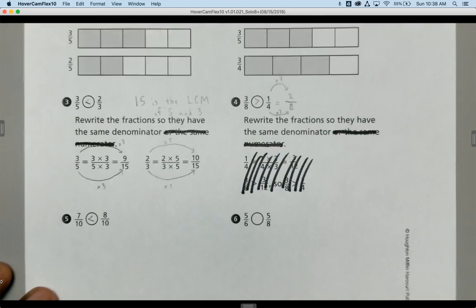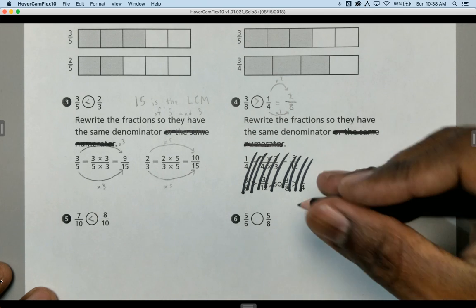Number 6, the denominators do not match. We've got a 6 and we've got an 8. Start with the larger of the two first, which is 8. Ask ourselves the question, is 8 a multiple of 6? In other words, can I take 6 and multiply it by something to get 8? No. Don't give up on 8. Just go through your multiples of 8 until you find one that works for 6.